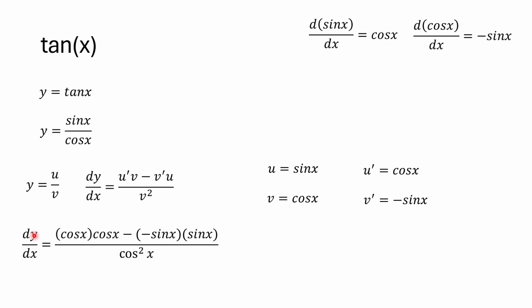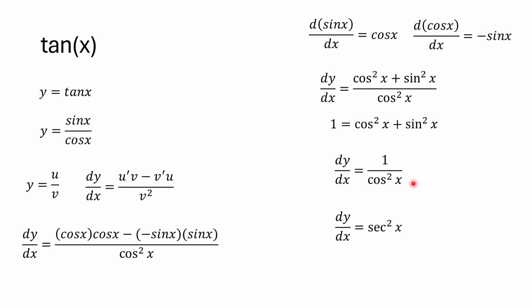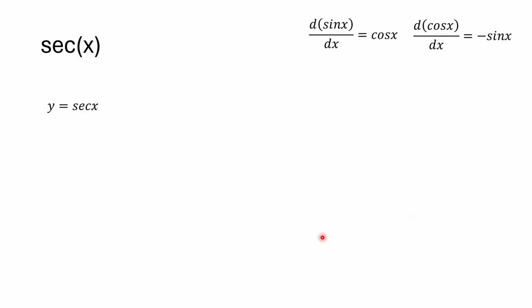So then we can say dy dx is cos x cos x minus sine x times minus sine x over cos squared x. And if we just multiply these brackets out, you're left with this, cos squared x plus sine squared x over cos squared x. And there's a really nice identity, which is that 1 is equal to cos squared x plus sine squared x. So you can sub cos squared x plus sine squared x out for 1, just like so. And you're left with 1 over cos squared x, which you can just write as secant squared x. So there you go. So tan x differentiates to secant squared x. Perfect. Now we have secant x.